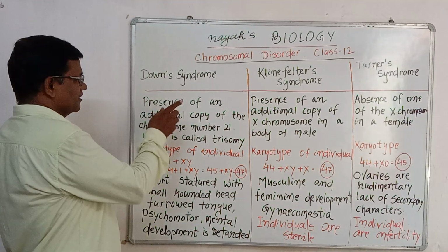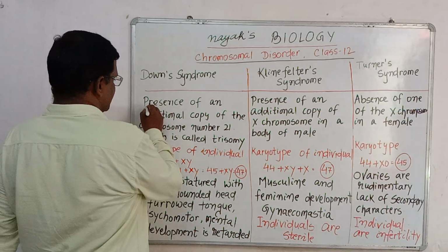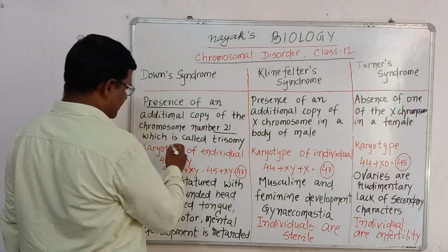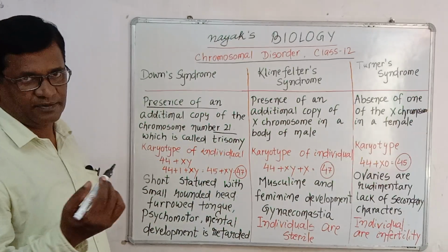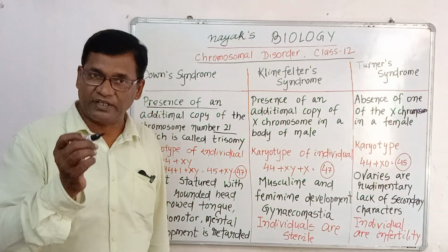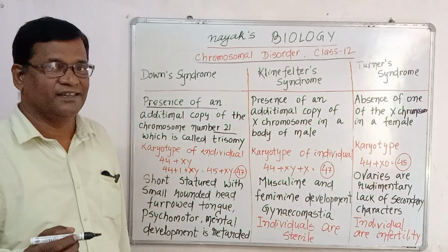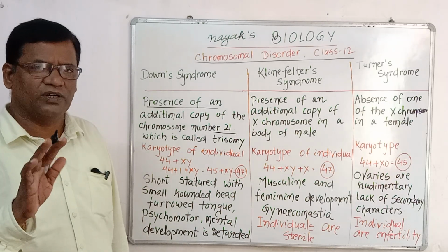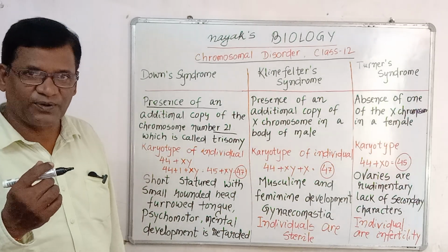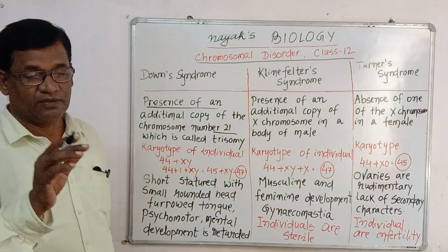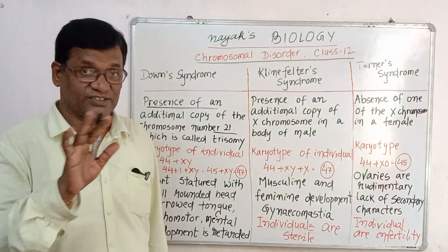It is the presence of an additional copy of chromosome number 21, and this condition is called trisomy. That means in chromosome number 21, which is an autosome, in place of two, three are present. If three are present, a problem will be created, and that is called Down syndrome. Down syndrome is related to the autosomes, not the sex chromosomes.